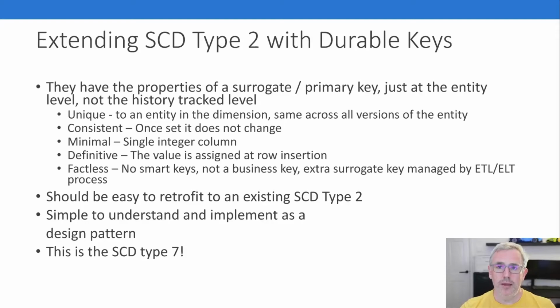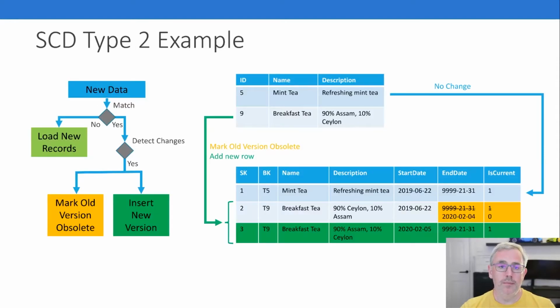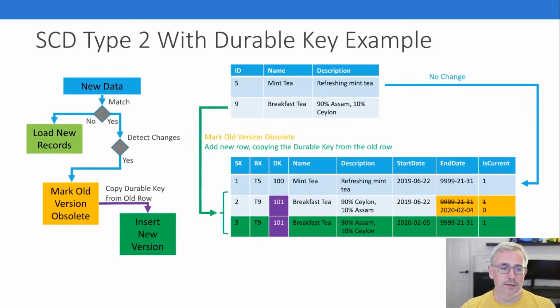And then from a pattern point of view of implementing this, we should be able to make it like a design pattern. So we should be able to retrofit it, but it should be simple and easy to implement in our new code and new projects. And it's sometimes also referred to as an SCD type 7. The SCD type 7 is on the Kimball site in a few places, but it's not as well known as the SCD2. So here's the example we had before.